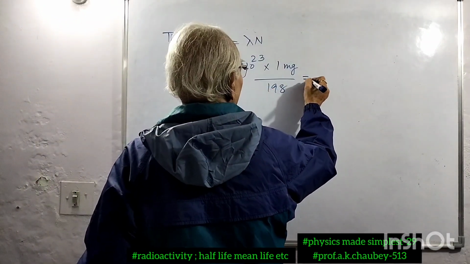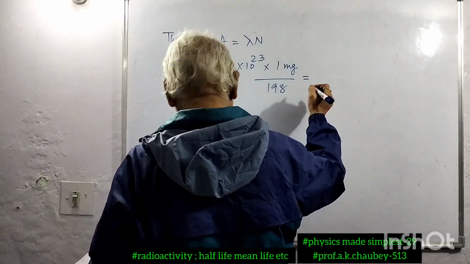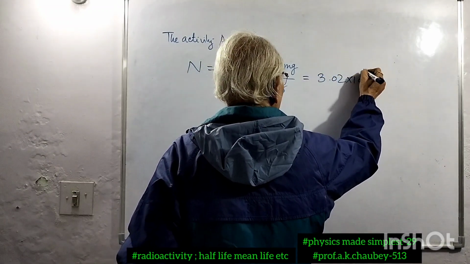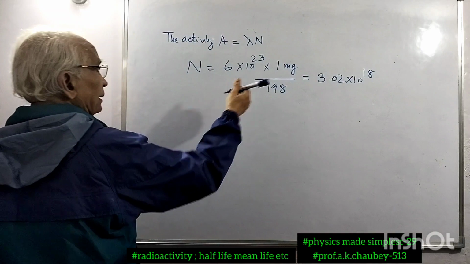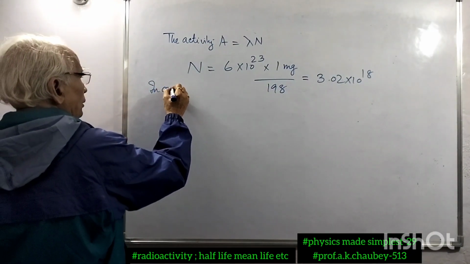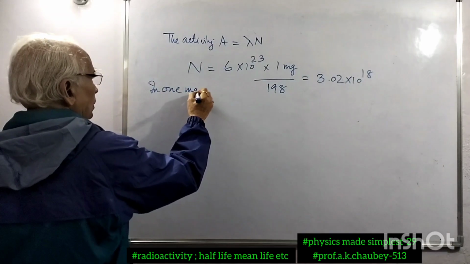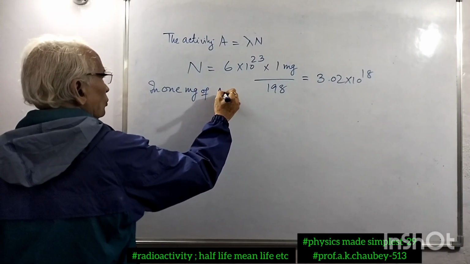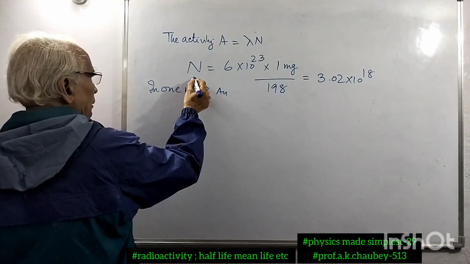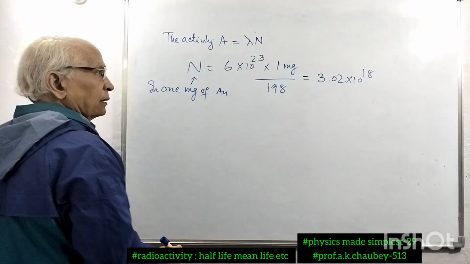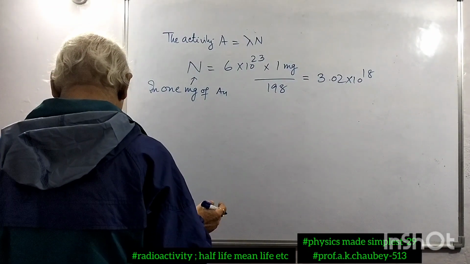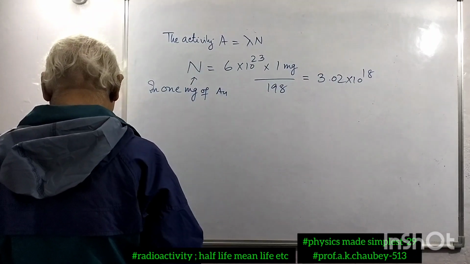The number of nuclei is 3.02 into 10 to the power 18. So in 1 milligram of Au, these are the number of nuclei N. So many nuclei are in 1 milligram of gold. This gives you the value of activity.